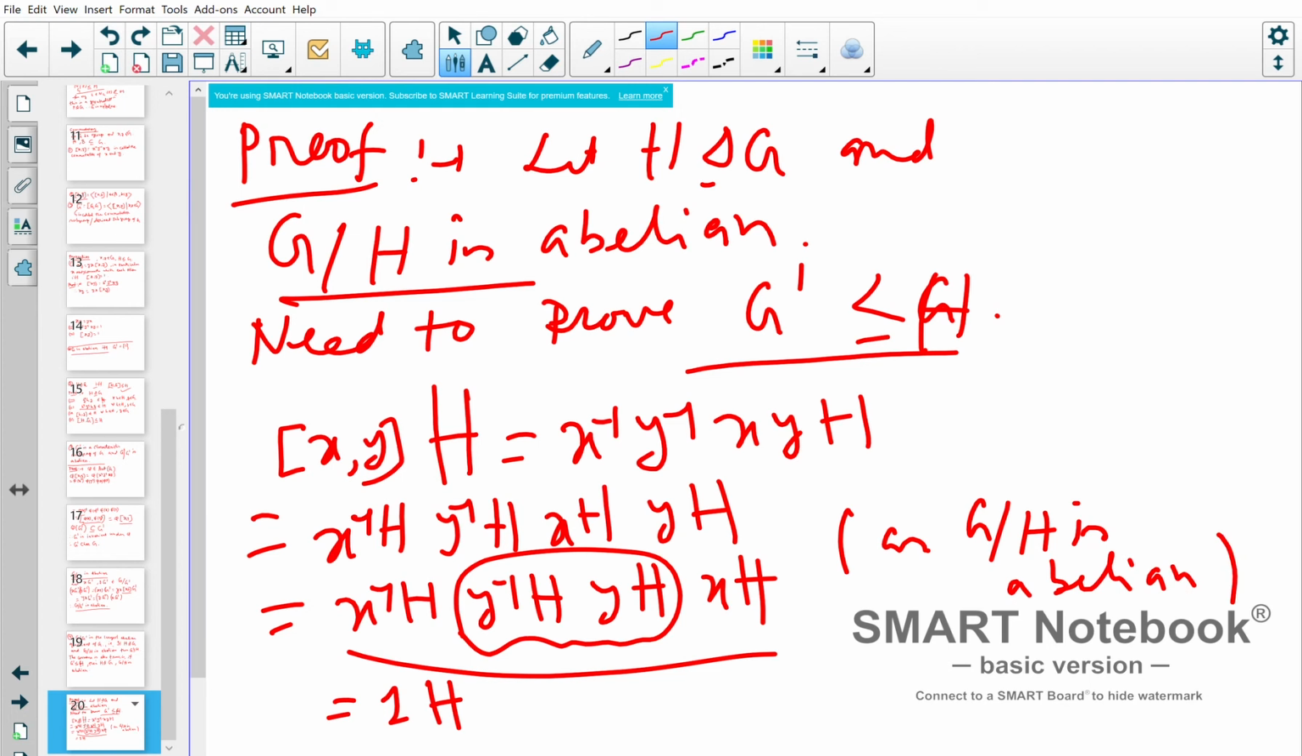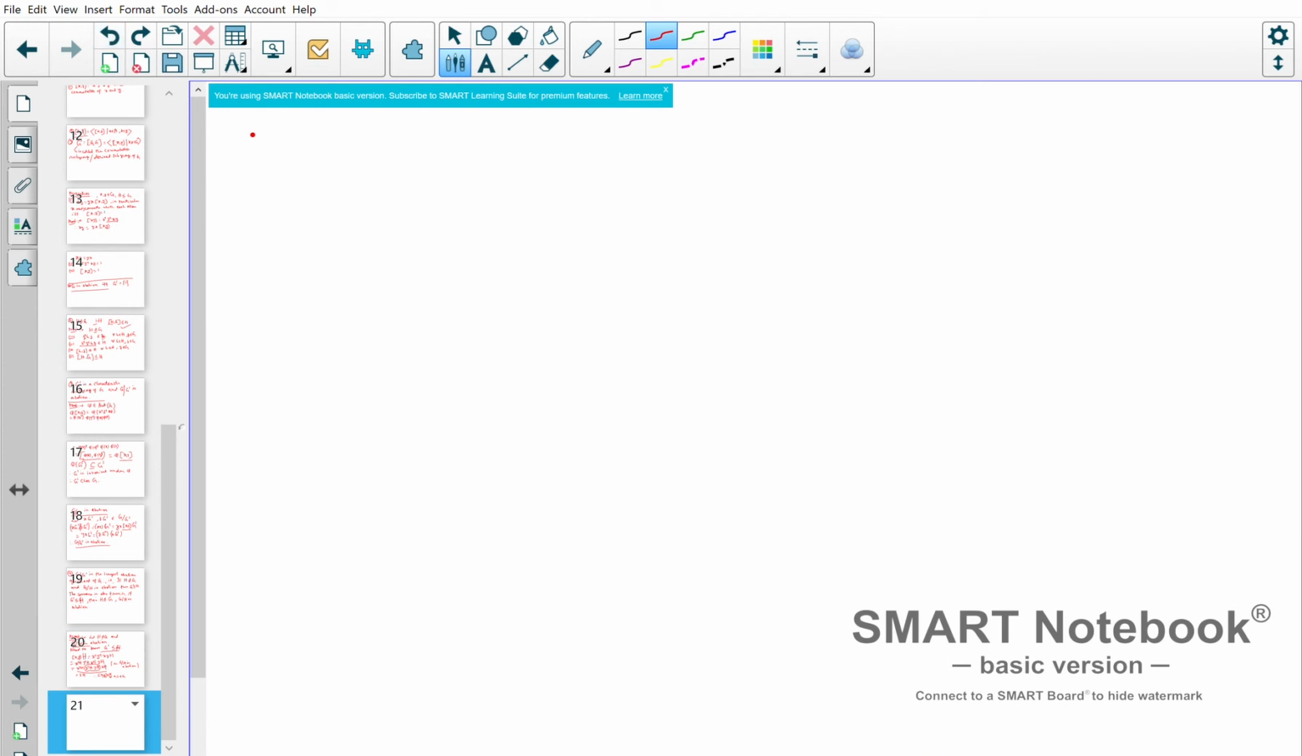Okay, so what does that mean? That means the coset of every commutator is nothing but equal to H, and this implies that x inverse y inverse x y belongs to H for all x, y belonging to G. If you choose any such element, it belongs to H. Thus, G dash is a subgroup of H. Okay, so one part is obvious. This is done. Now the second part.